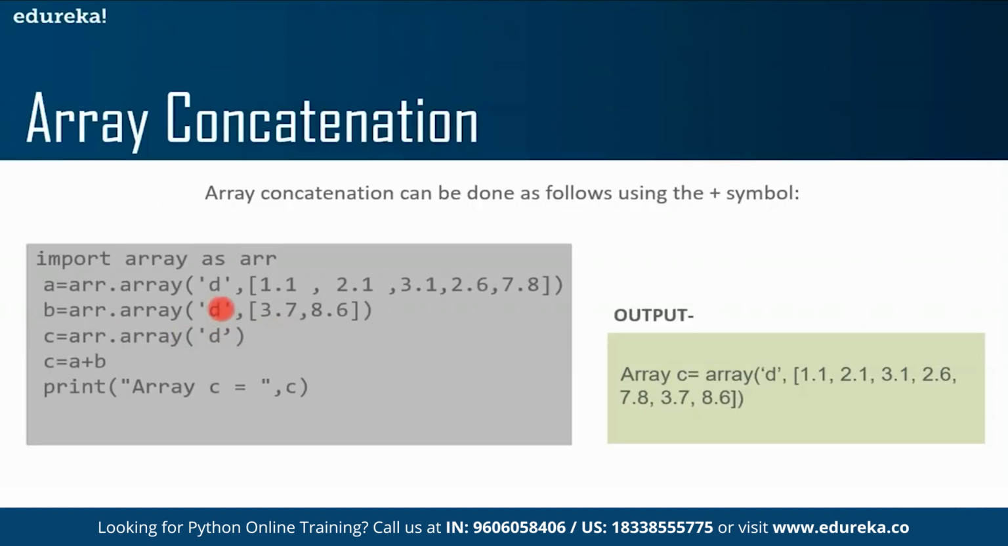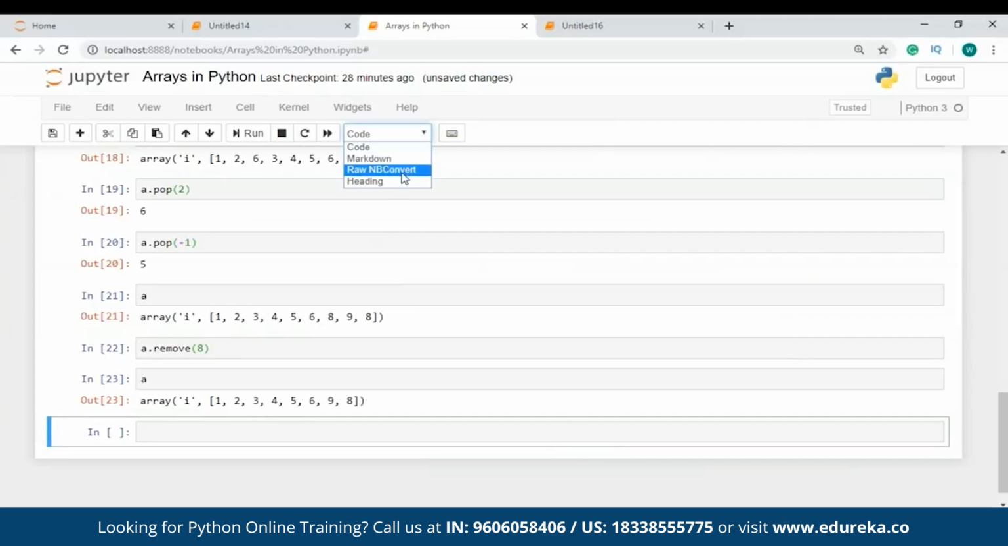Also make a note that all three arrays have the same type code. And then I've concatenated A and B into my empty array, which is C. As you can see in the output, all the elements present in A and B have been concatenated into my array C. Now let's go to our Jupyter notebook and perform array concatenation.